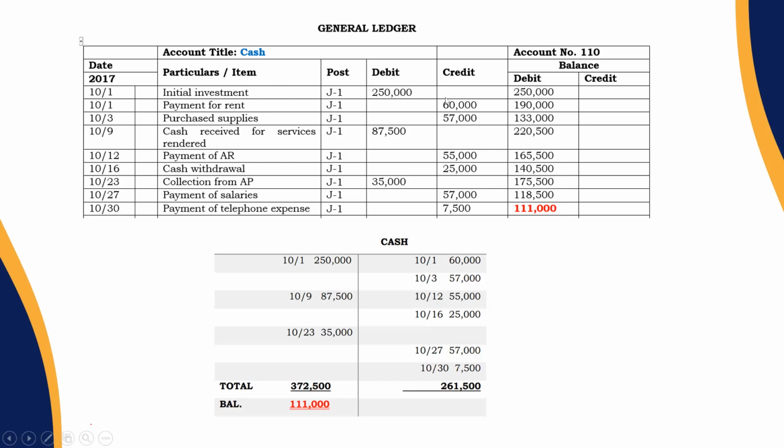So, 250,000 minus 60, ano to siya? Moving average to siya, kaya nagbabago yung balances. Okay, so 60, naging 190. Okay, kaya siya ganyan, 250 minus 60, 190. Or pwede naman, mamaya na lang.